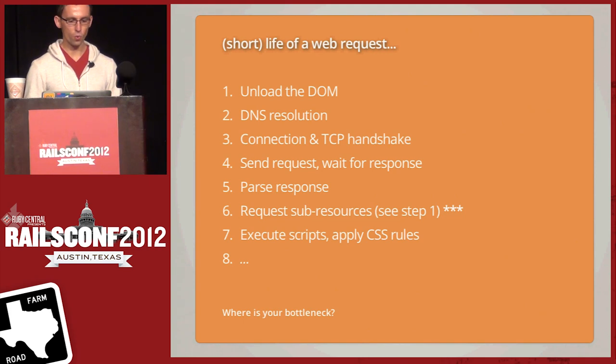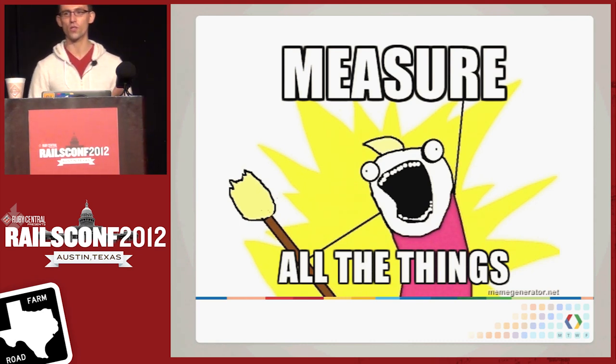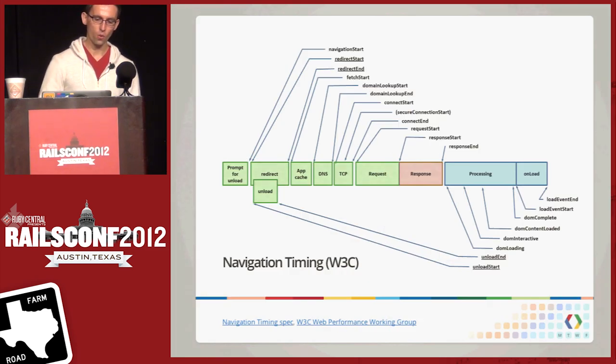And there's only one answer to that, right? We need to measure all the things. This is step number one. Before we can optimize anything, we need to understand what it is that we're trying to fix. So one problem, though.